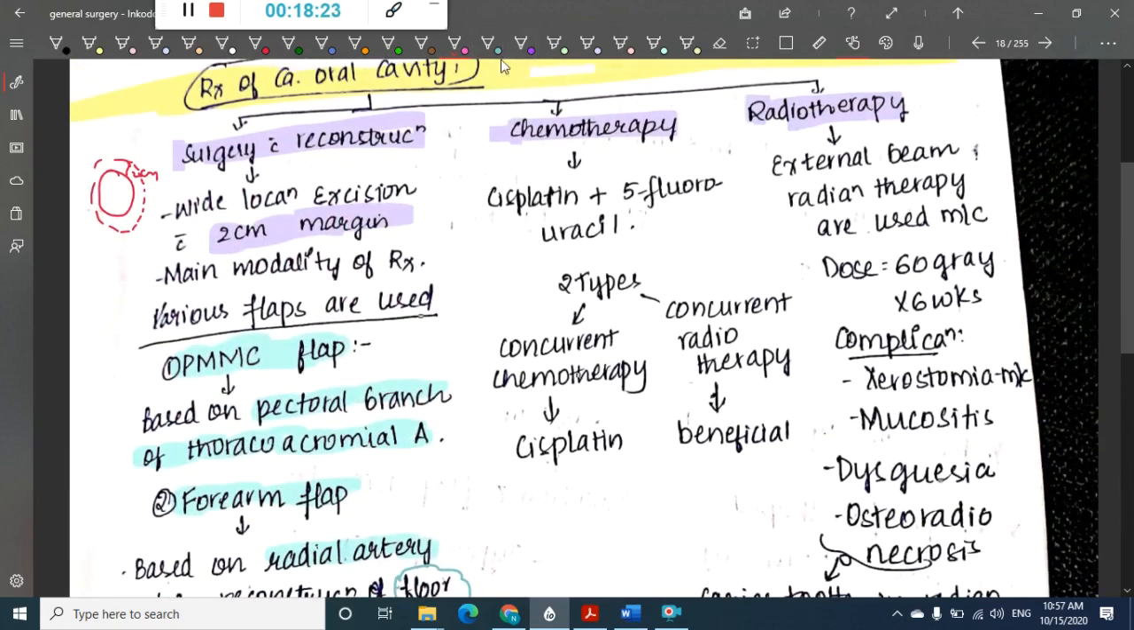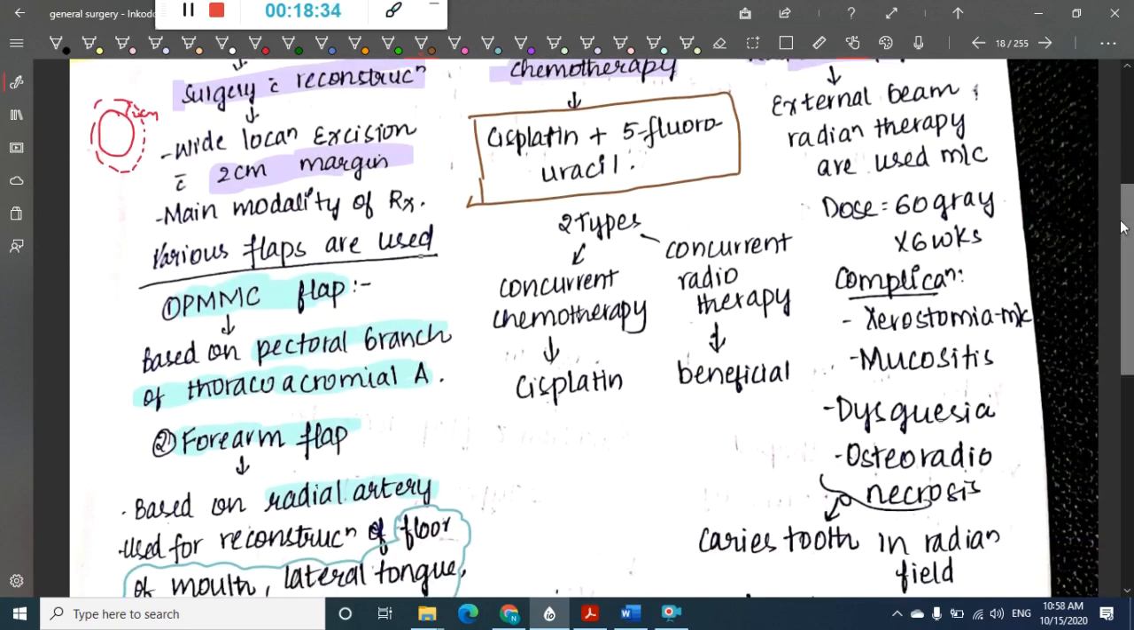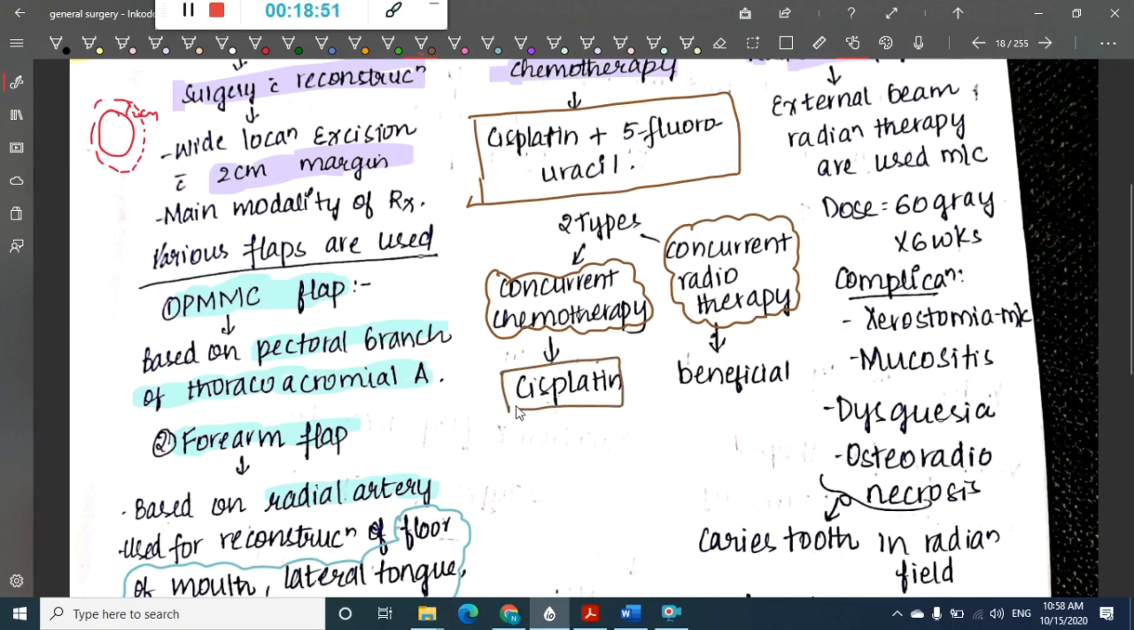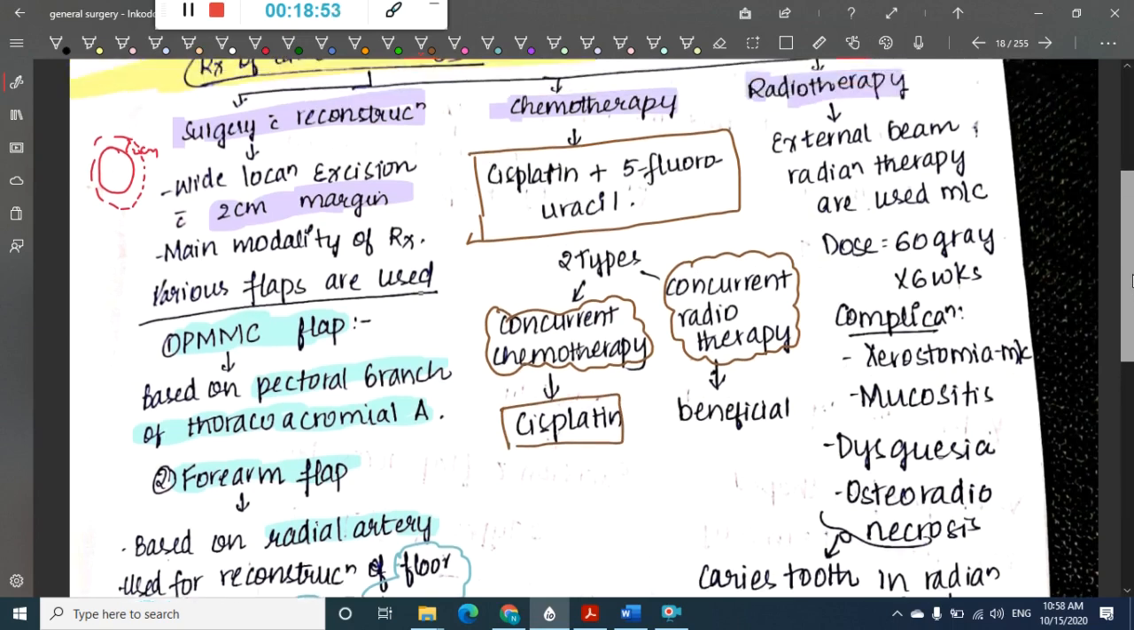Then we also have chemotherapy. The drugs used for chemotherapy are cisplatin and 5-fluorouracil. There are 2 types that can be done: concurrent chemotherapy and concurrent radiotherapy. The drug used for concurrent chemotherapy is cisplatin.